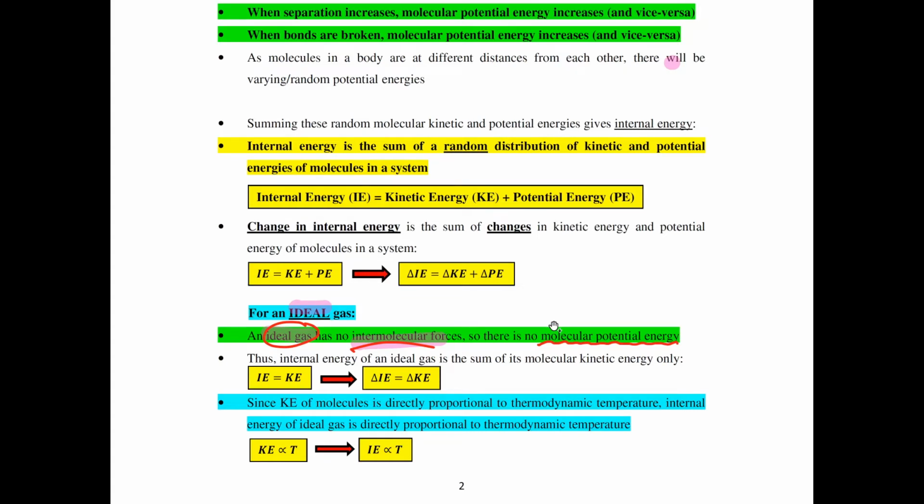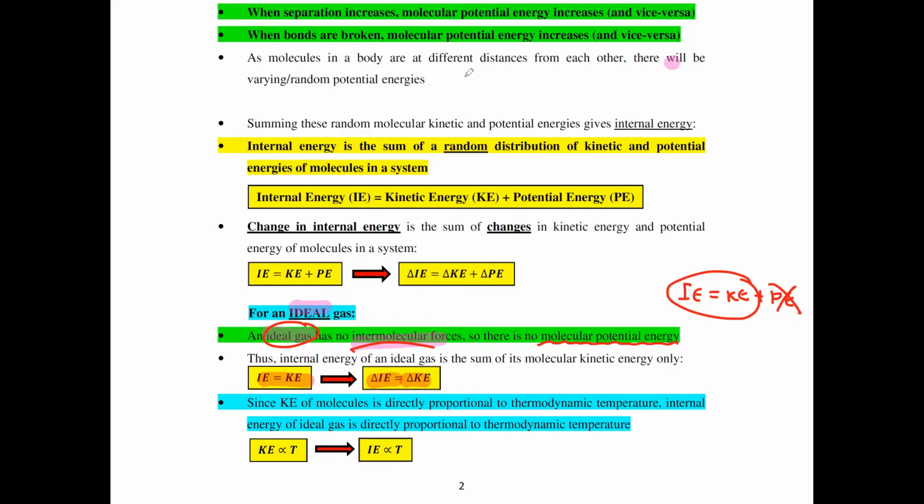So if just now I told you that internal energy is Ke plus Pe of the molecules, because your Pe is no longer present, your internal energy is just going to be your kinetic energy for an ideal gas. Okay, and then from here you can also modify it a little. If internal energy is kinetic energy of the molecules, change in internal energy equals the change in kinetic energy of the molecules. Okay, so that's one.